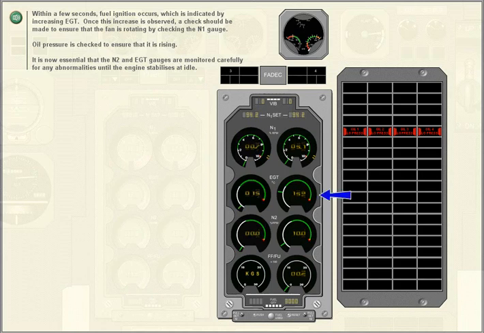Within a few seconds, fuel ignition occurs, which is indicated by increasing EGT. Once this increase is observed, a check should be made to ensure that the fan is rotating by checking the N1 gauge. Oil pressure is checked to ensure that it is rising. It is now essential that the N2 and EGT gauges are monitored carefully for any abnormalities until the engine stabilizes at idle.